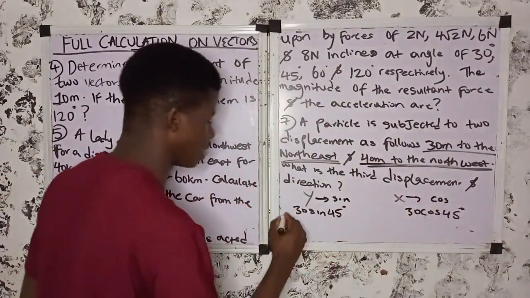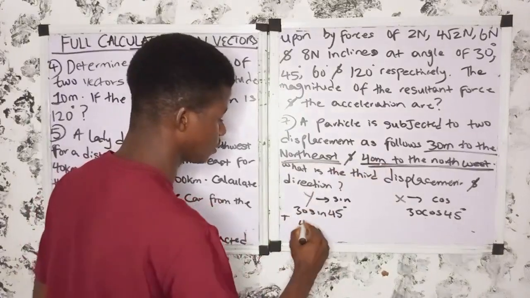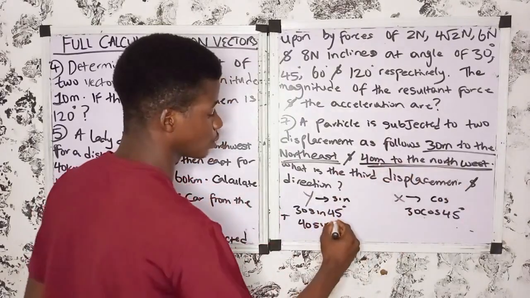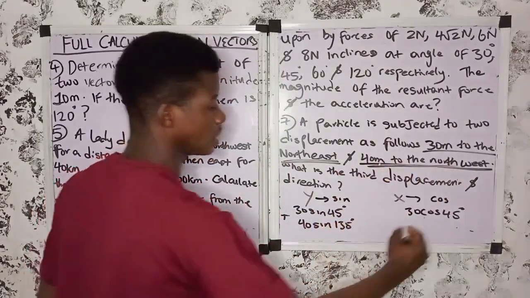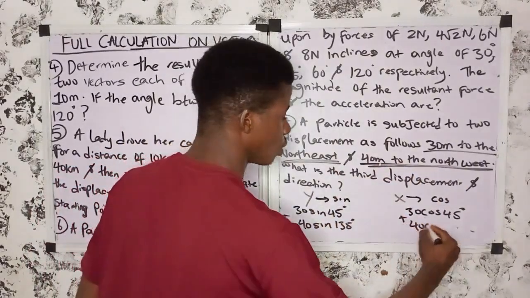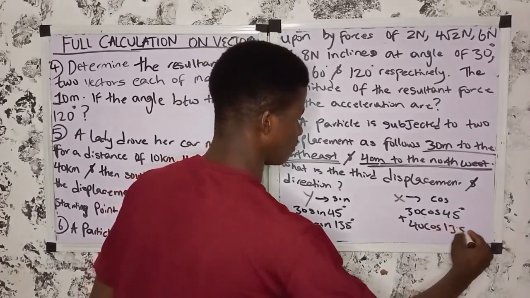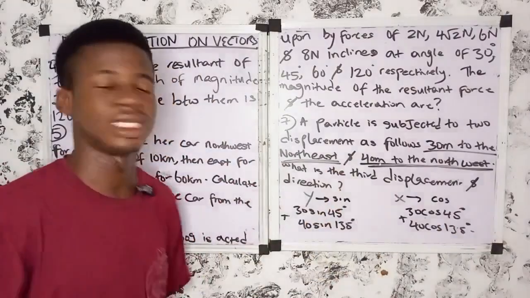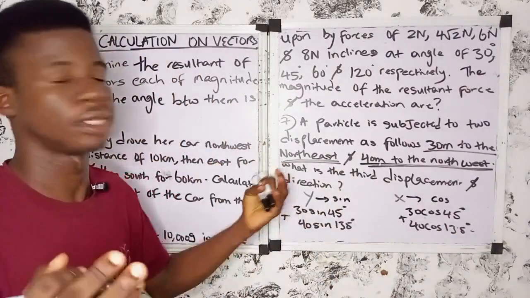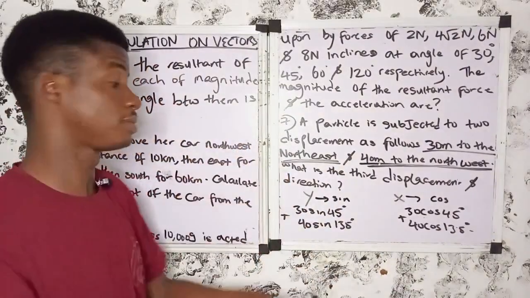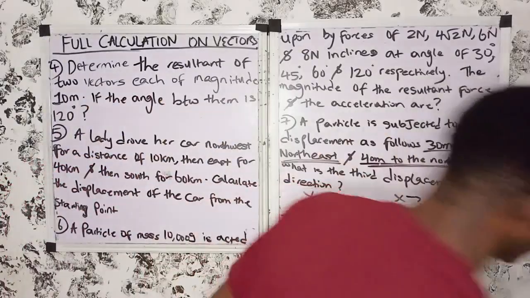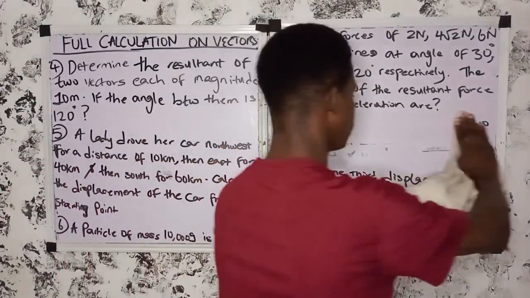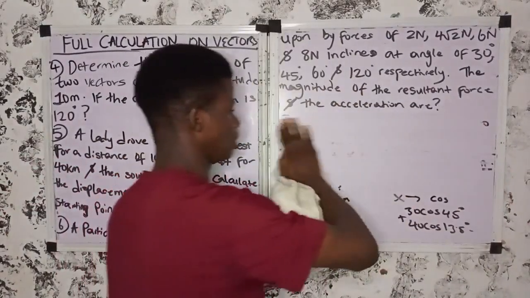Then plus 40 sine, northwest is 135 degrees, right? Then I'll go here, plus 40 cos 135 degrees. So that's just it. I'll add this one, get our x, then look for the total, then look for the direction. It's very easy. Permit me to clean this place.